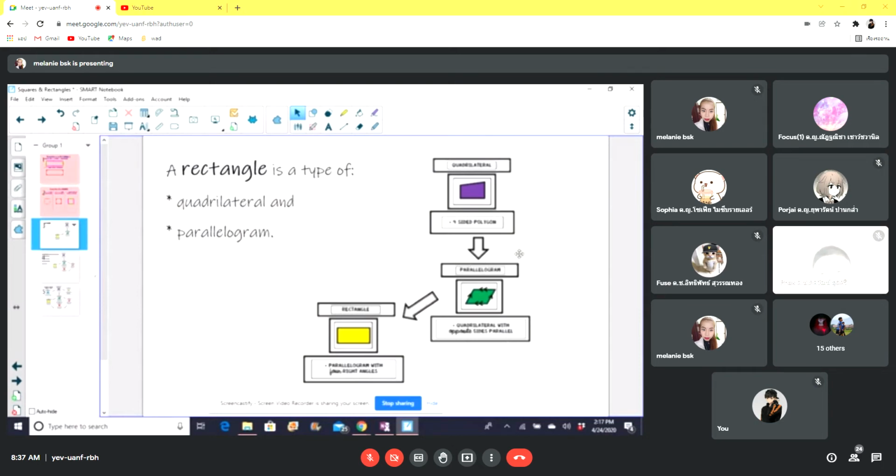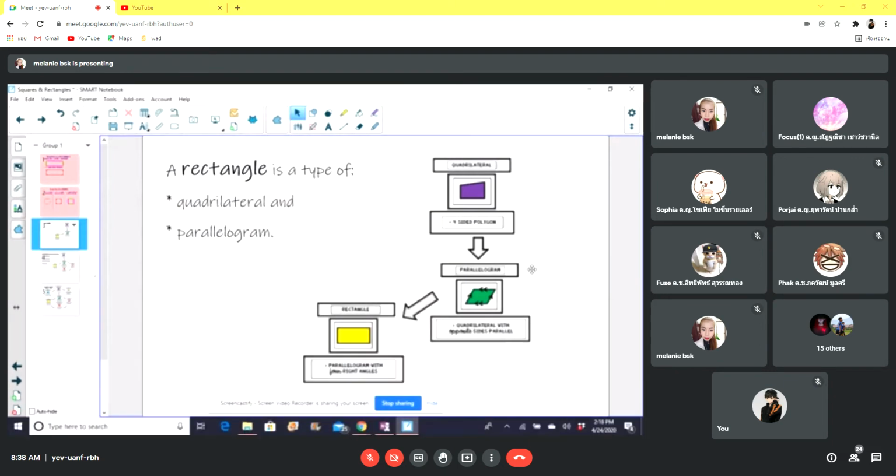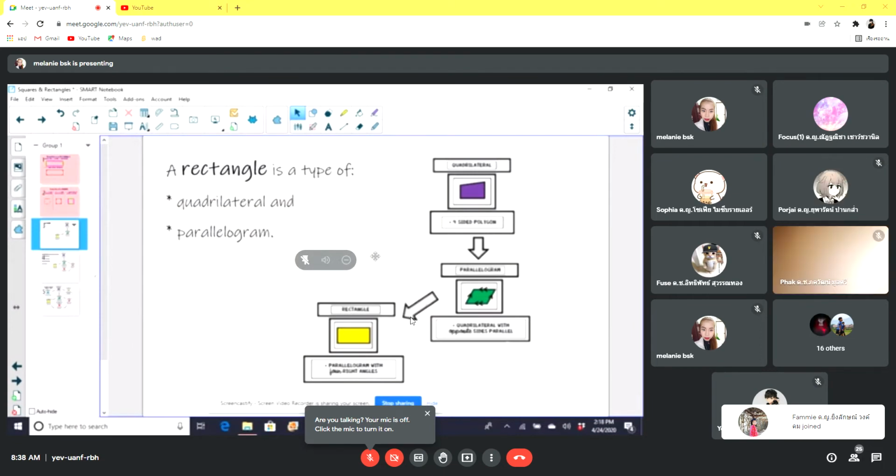Here's our parallelogram right here in green. And a parallelogram, as the name might imply, is a quadrilateral where the opposite sides are parallel. That's what makes it a parallelogram. A rectangle is a specialized type of parallelogram in that it has 4 right angles.